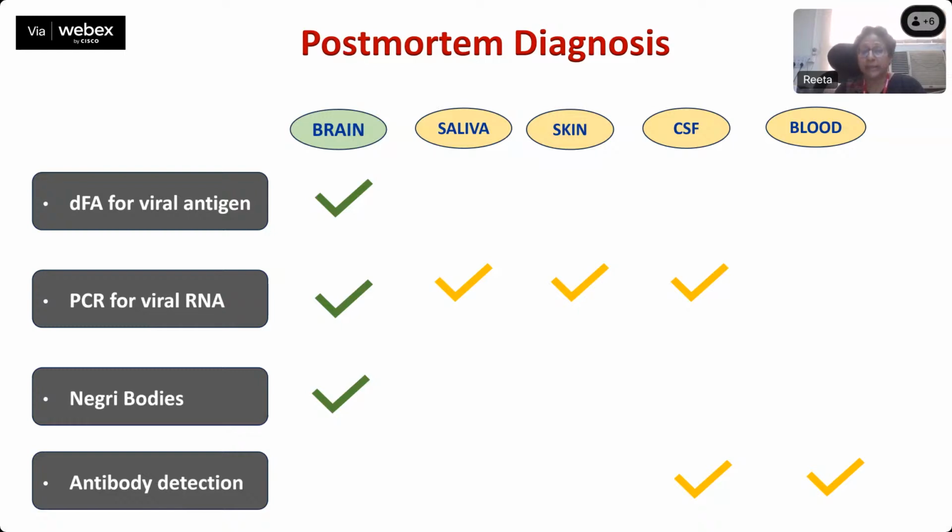But remember that Negri bodies may be negative in about 30 to 40% of the cases. Therefore, if Negri bodies are positive, it's a confirmed case of rabies.